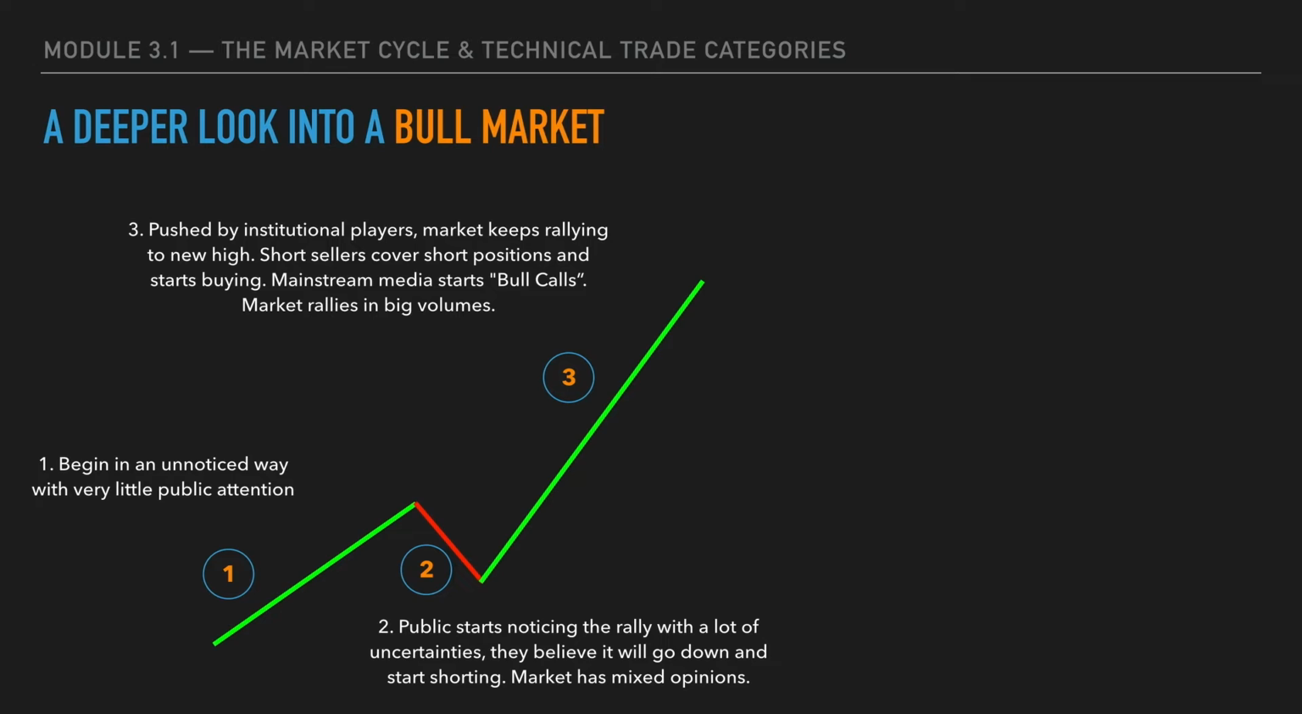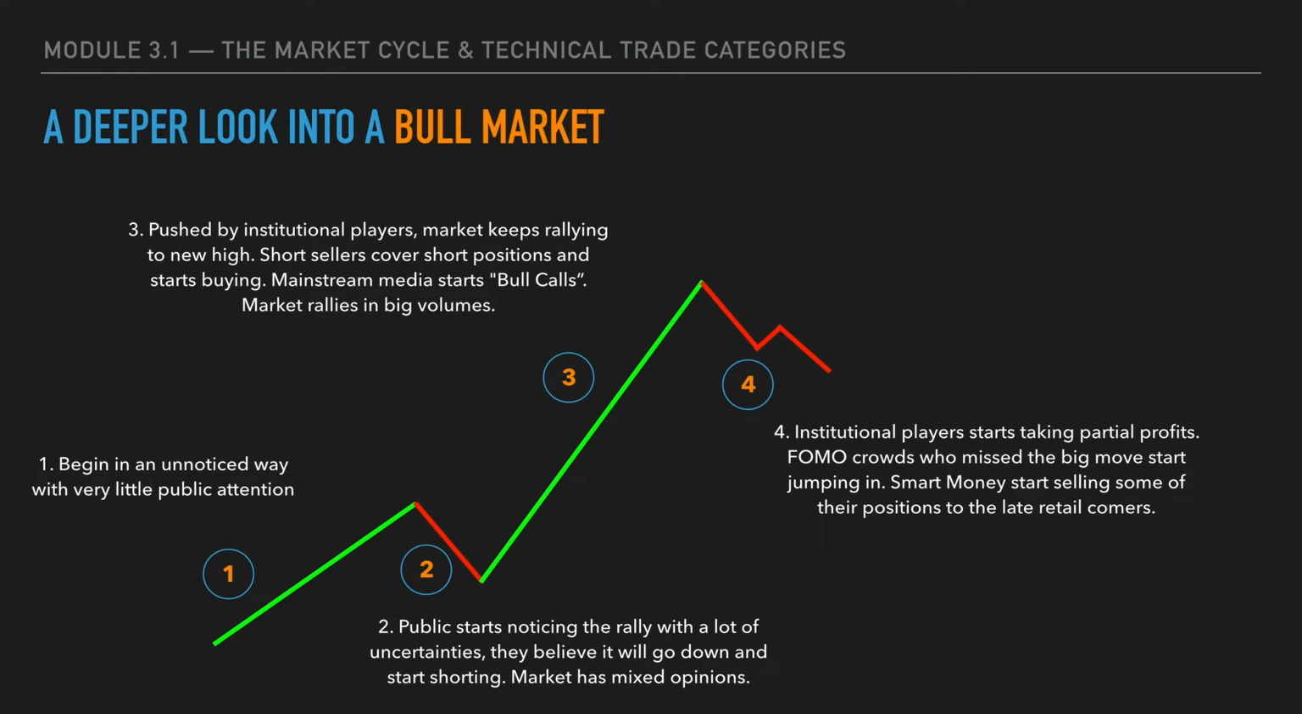The buying pressure goes higher and higher. Mainstream media will start the typical bull calls all over the news. The market continues its rally in a big volume. Then, the institutional players start taking partial profits. Those FOMO crowds, the retail investors who missed the big wave in the previous wave, will start jumping in because they don't want to miss the rally again. Smart money starts selling some of those positions to the late retail comers.